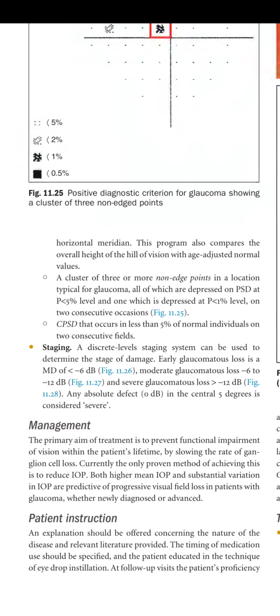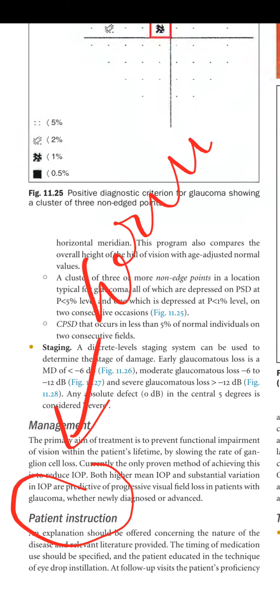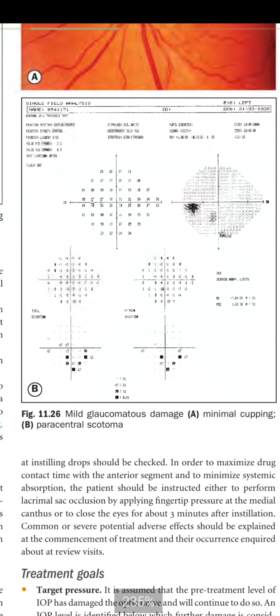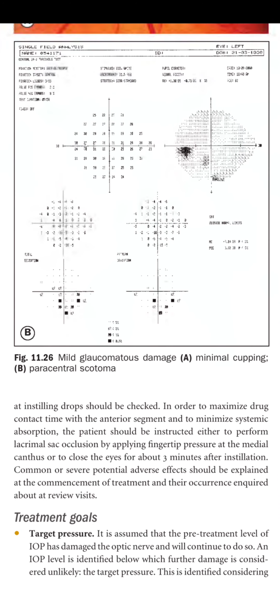Very important, because sometimes we are unable to communicate to the patient how important this disease is and how important it is to take the topical medications, because the patient carelessly does not take the eye drops seriously, so they are non-compliant, which can lead to progressive visual field loss, especially in a case of advanced glaucoma. At the follow-up visit, the patient's proficiency of instilling drops should be checked in order to maximize drug contact time in the anterior segment and to minimize systemic absorption.